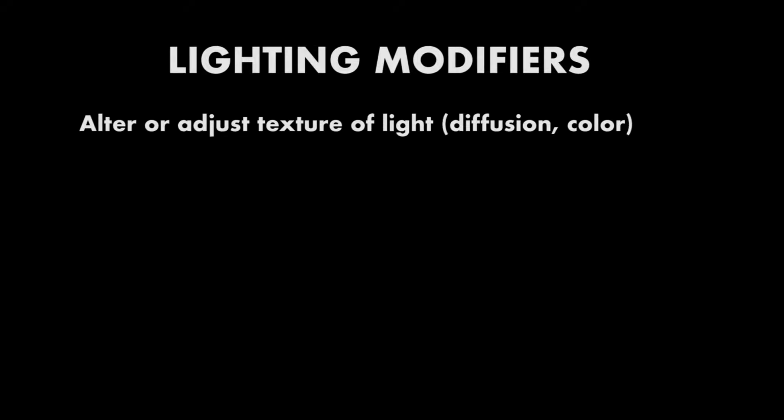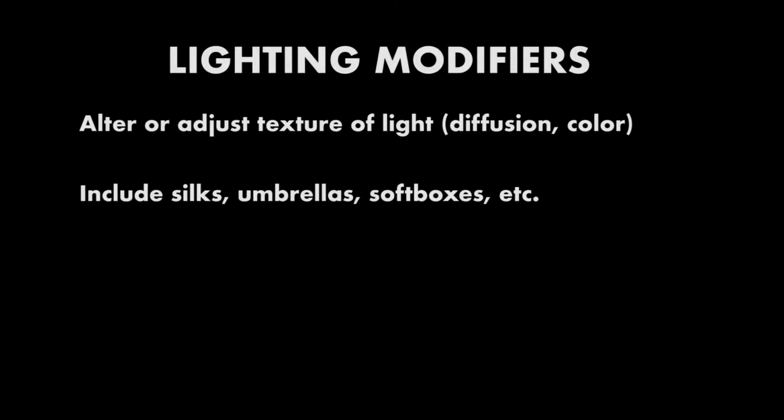I mentioned lighting modifiers. This can be anything you use to soften or adjust the texture of the light. For example, a shower curtain or a dedicated lighting umbrella. Shining the key light through a silk, in this case a diffusion panel from a 6-in-1 reflector kit, provides a much softer, more contemporary light.